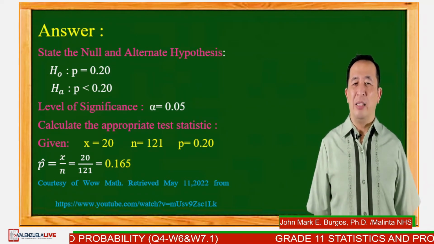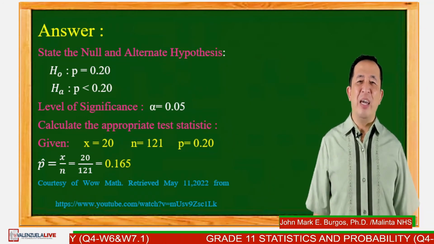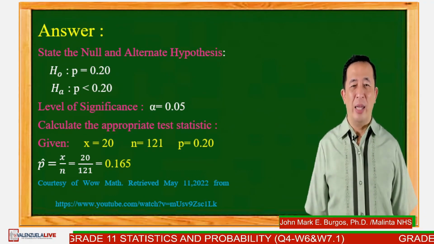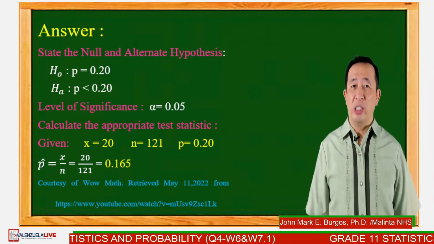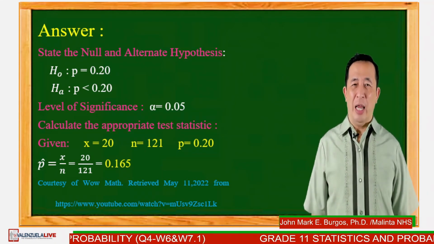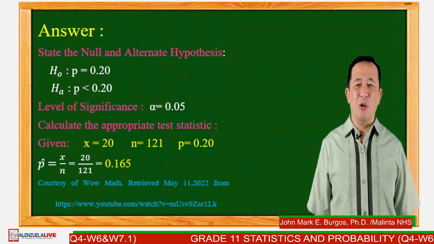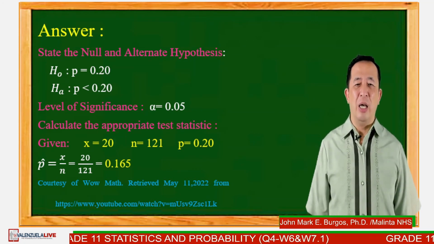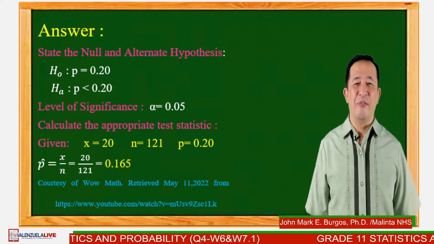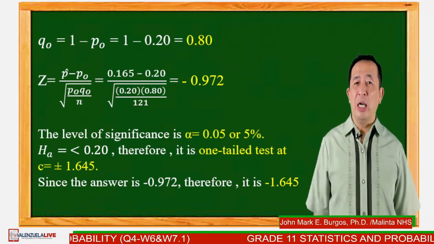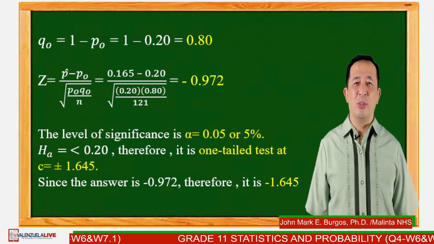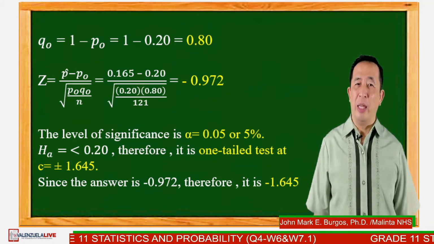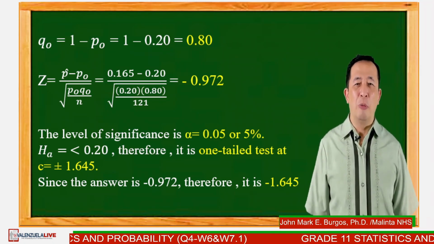So we need to calculate the appropriate test statistic. The given is x equal to 20, n equal to 121, and p equal to 20% or 0.20. To calculate the p hat, we have x over n, and substituting the values, we have 20 over 121, which is equal to 0.165. To compute for the Q sub 0, we have 1 minus P sub 0, and substituting the values, we have 1 minus 0.20, which is equal to 0.80.